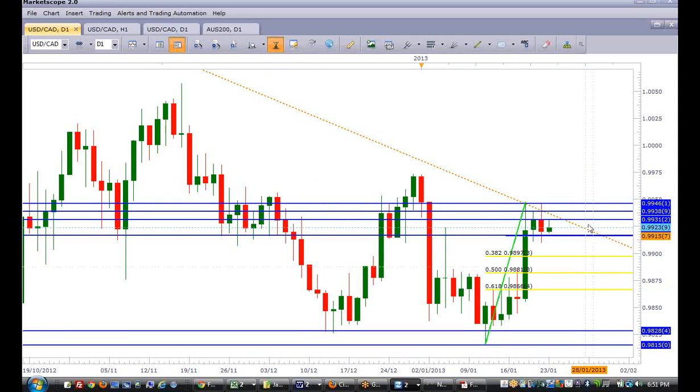My stop, I'll just let you know, will be the last swing here, this level. For position size, I'll take that stop, and once it goes in my direction, I'll move my stop, trail my stop.